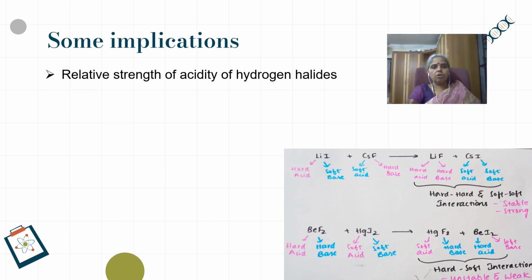Let us see. Relative strength of acidity of hydrogen halides: hydrogen fluoride, hydrogen chloride, hydrogen bromide and hydrogen iodide. So which among them is most acidic? Because H+ is hard, I minus is soft. So the bond between the two is very, very weak. Hard and soft interactions are weak. So immediately hydrogen iodide molecule will break. It will release hydrogen. So acidic strength is directly proportional to H+ ion concentration. So hydrogen iodide is most acidic, hydrogen fluoride is least acidic. So the relative acidic strength of hydrogen halides can be explained based on Pearson's HSAB principle.